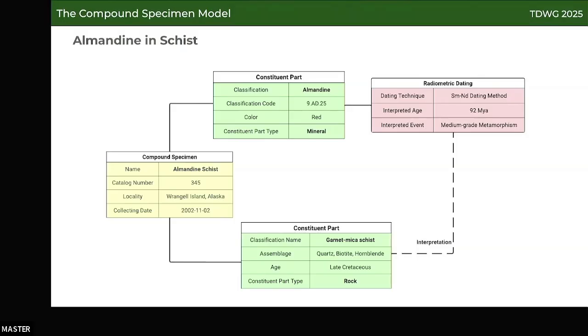And so here, that radiometric dating record is connected directly to the almandine, because you have two parts. You have the schist and you have the almandine. You connect the radiometric dating to the almandine, which is where it should be, and then you can interpret the medium grade metamorphic event that resulted in the schist formation when that happened, late Cretaceous. And so you can interpret these things. It's really nice. And this is one example of many.